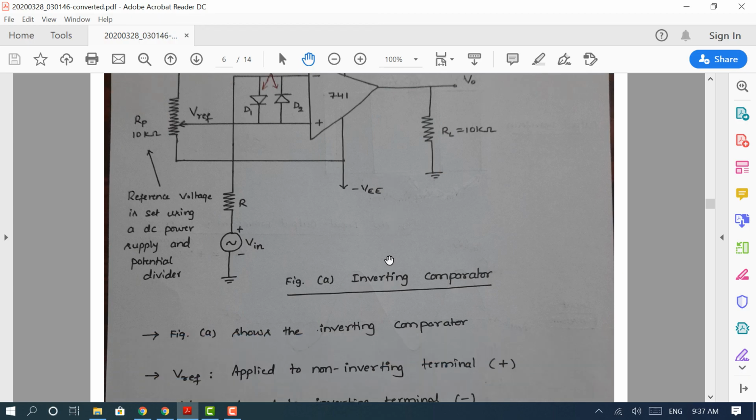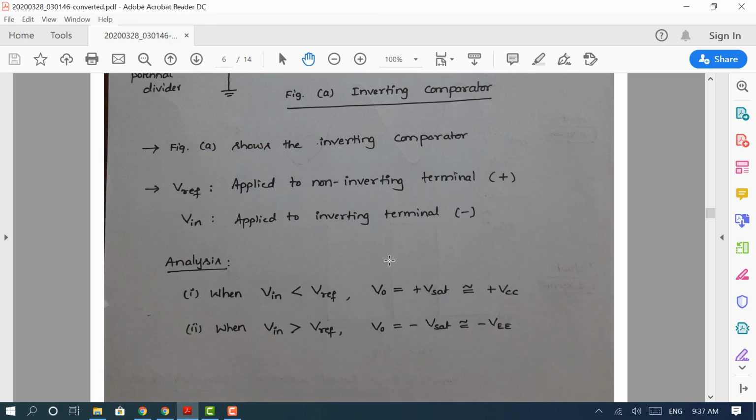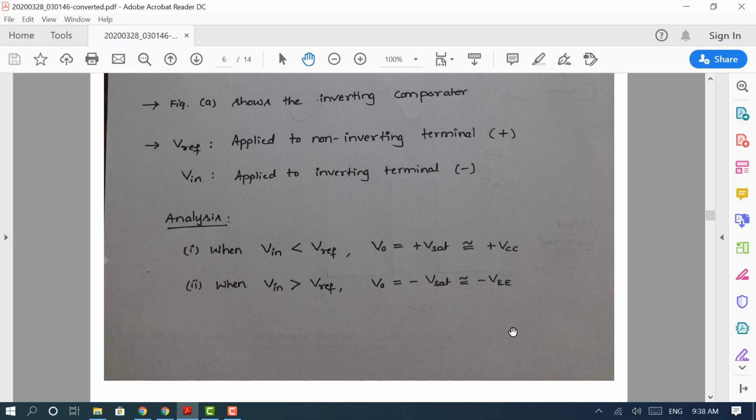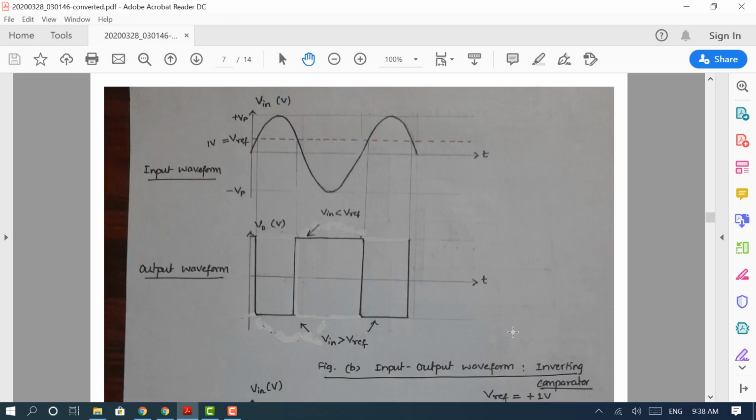The same working analysis is explained here. Input is less than V reference, output goes to positive saturation equal to plus VCC. When input is greater than the reference voltage, V naught goes to minus Vsat, which is minus VEE. So this is an inverting comparator. The same is explained with the help of waveforms again here.